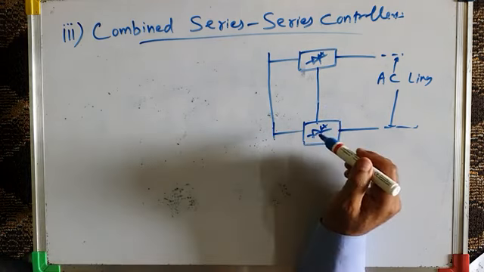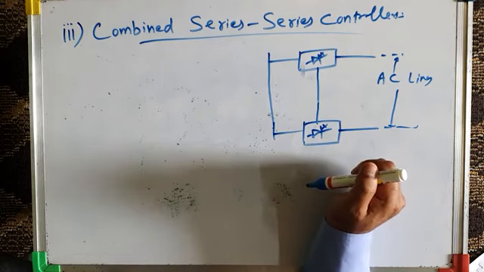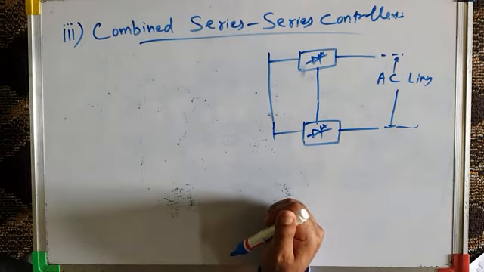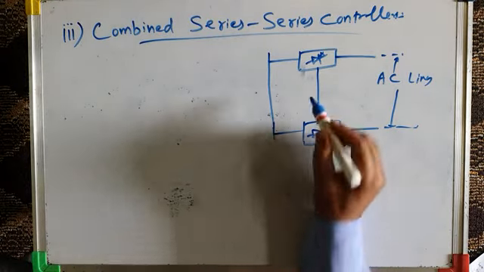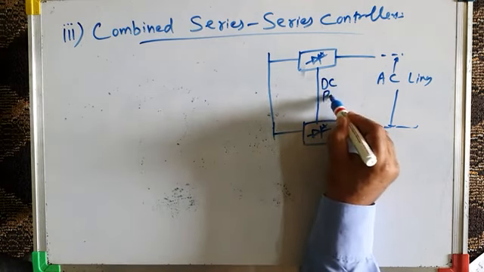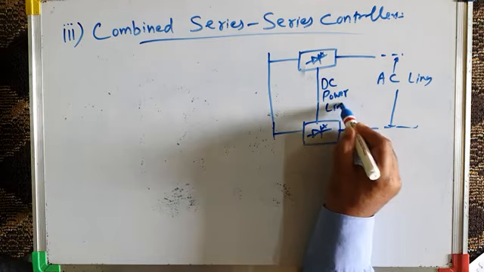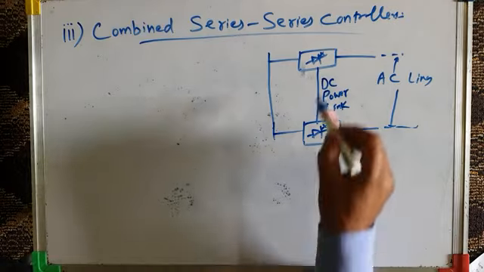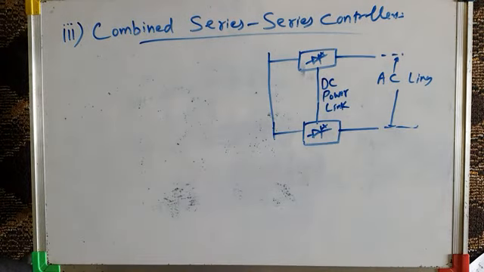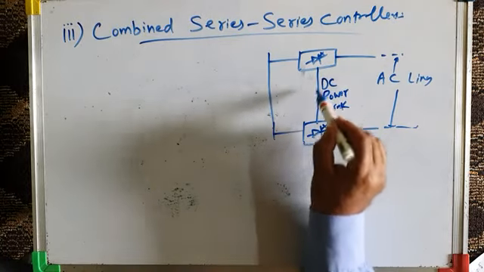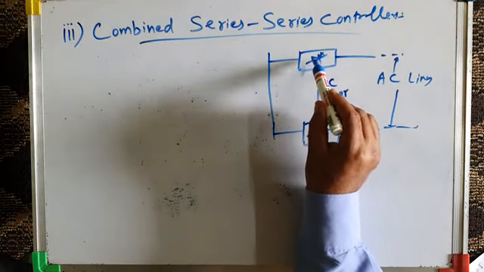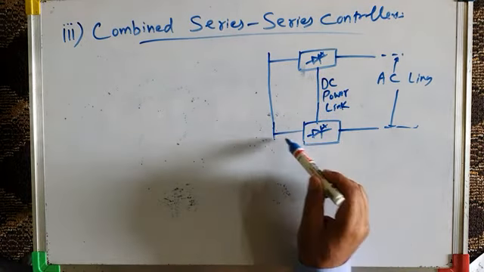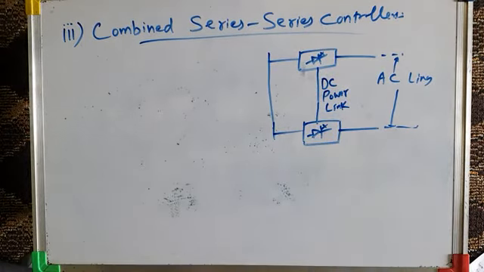Now these series controllers are combined together, they are connected together, and they become a unified controller. Okay, so this is called a unified controller. It has a common DC power link. This is DC power link. Now this series controller supplies the reactive power to both the lines, and also real power. Real power it supplies via DC power link. I mean, the real power can flow from this line to this line via this DC power link, or real power may flow from this line to this line via the same DC power link.